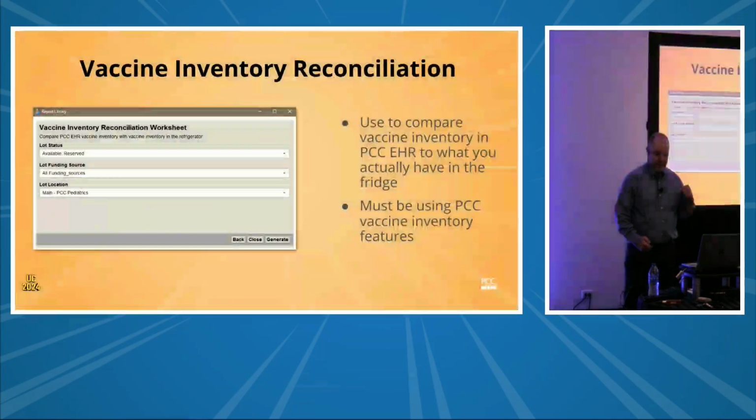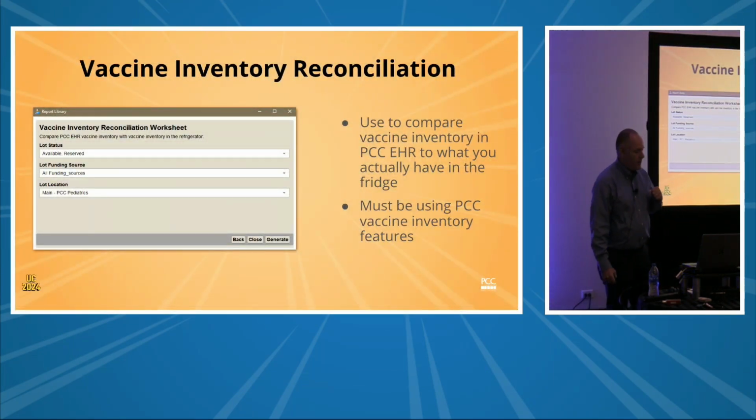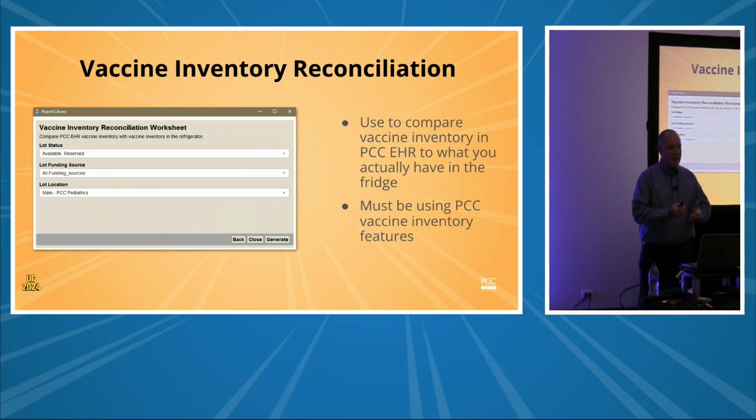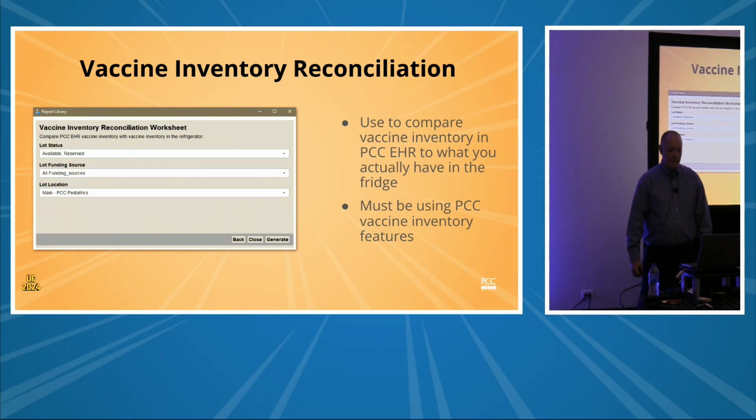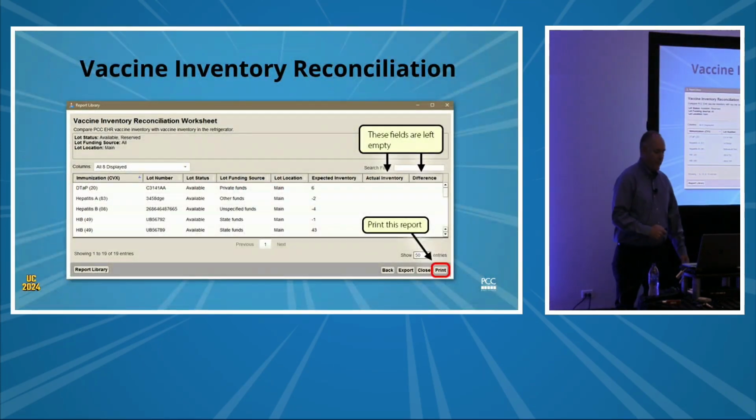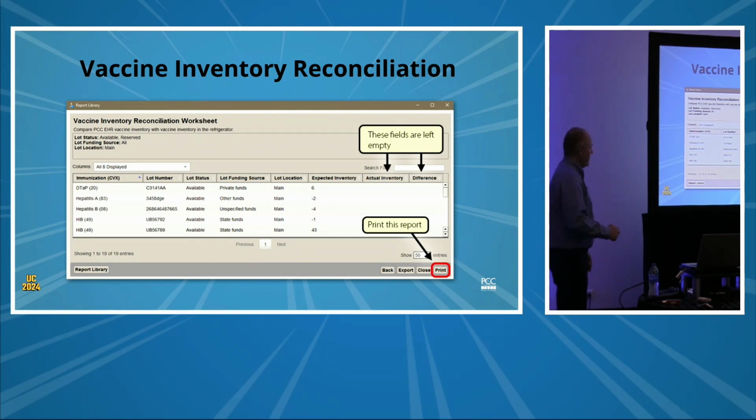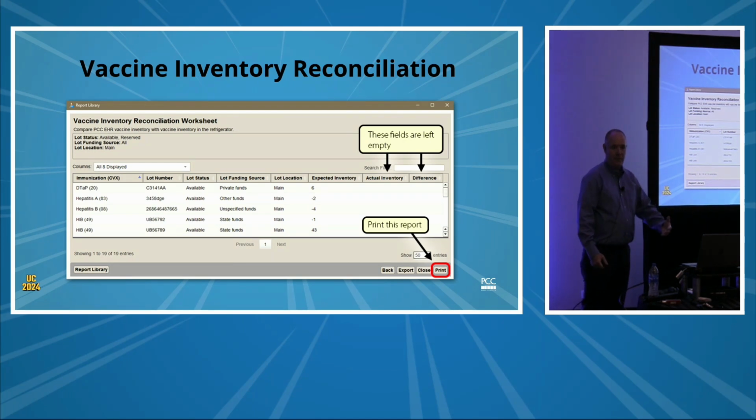The first is inventory reconciliation. This report can be useful for making sure that the vaccines you have in stock in your fridge match what the system thinks you have for the lots you've loaded into PCC. When you run this report, you'll see a worksheet like this, with a list of all the different lots and the expected inventory based on what you've stored in PCC and administered with PCC.